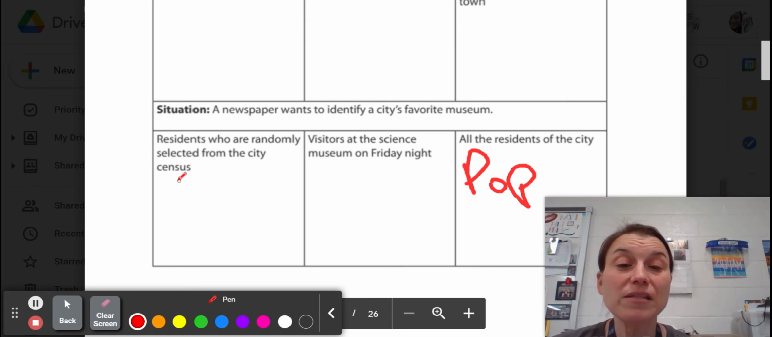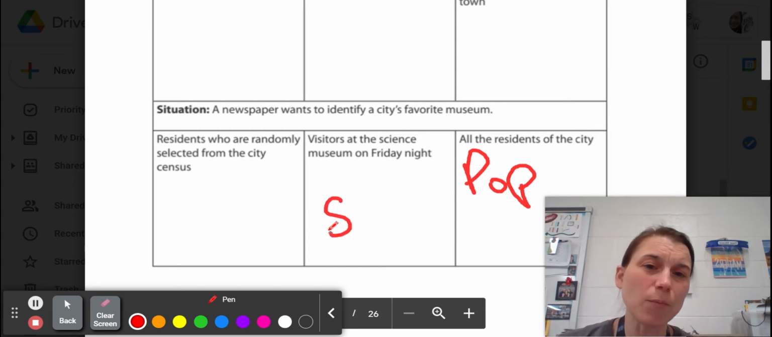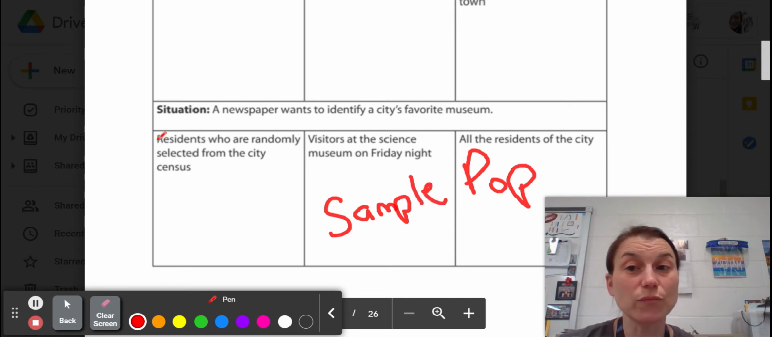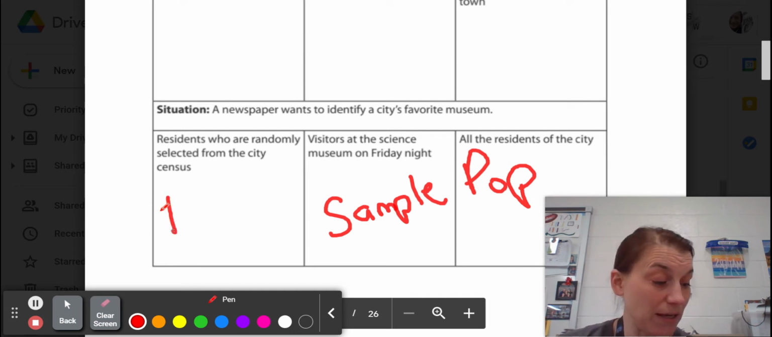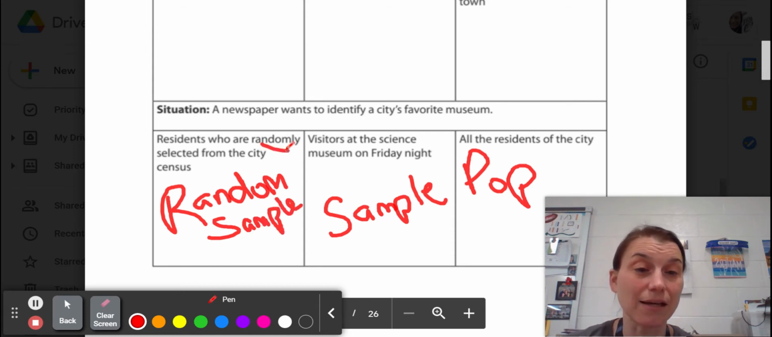Residents who are randomly selected from the city census. Visitors at the Science Museum on Friday night. Okay, well, the visitors who are already at the Science Museum are probably a biased sample because they're already choosing to go to the Science Museum, so that's probably their favorite. So this is a sample, but this would be an example of a biased sample. Whereas residents who are randomly selected from the census, they're selected randomly, so this would be a random sample, which, because it's random, would probably also be a representative sample. So I would use either of those two answers here. I'm going to call it random because it says it's randomly selected.